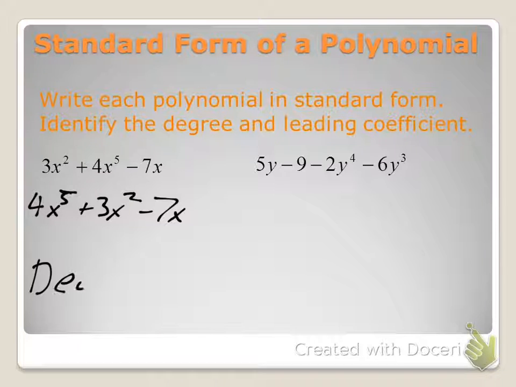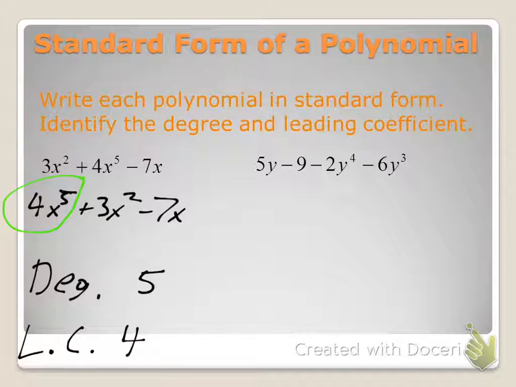And then it says identify the degree and leading coefficient. I abbreviate these. The degree in this case would be 5. And the leading coefficient would be 4. That's it. All from right here. Once you have it written in standard form, your degree and leading coefficient will always come from that first term.